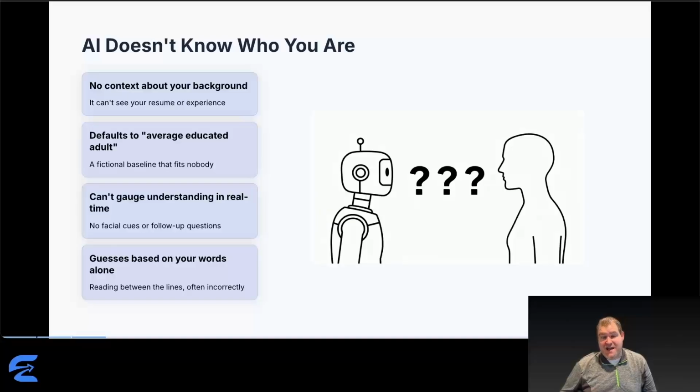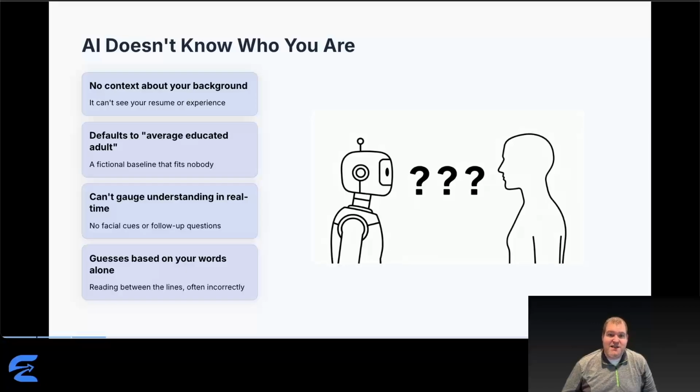Think about it from AI's perspective for a second. It can't see your resume. It doesn't know if you're a software engineer, a high school teacher, a small business owner, or someone who's never touched technology beyond using a smartphone. It has zero context about your background. So what does it do? It defaults to the middle of the road explanation aimed at a completely fictional baseline that fits nobody in particular.